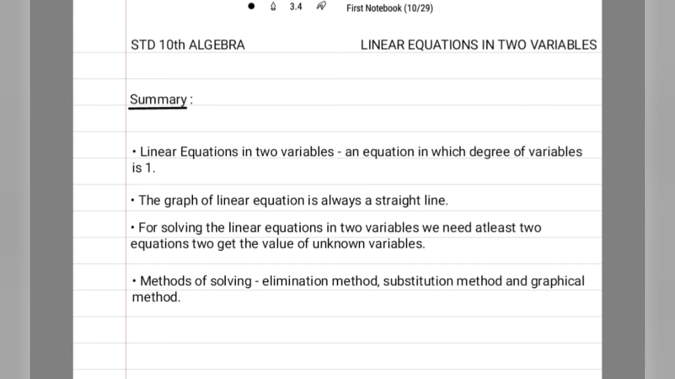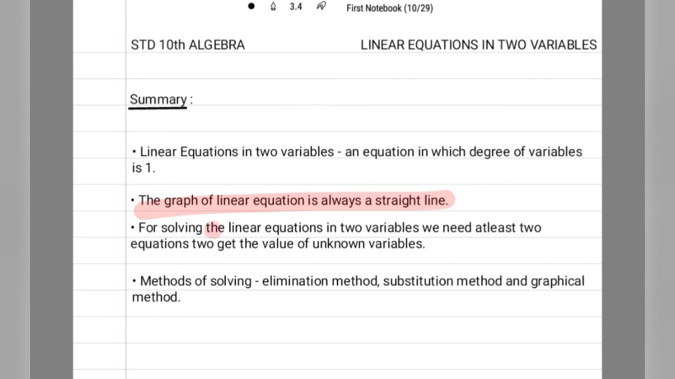Now linear equations in two variables are the equations in which there are two unknowns, and both the variables have the same degree, that is 1. Okay, the power is 1. So remember this thing. And the graph of a linear equation is always a straight line. This is the second point which we learned.